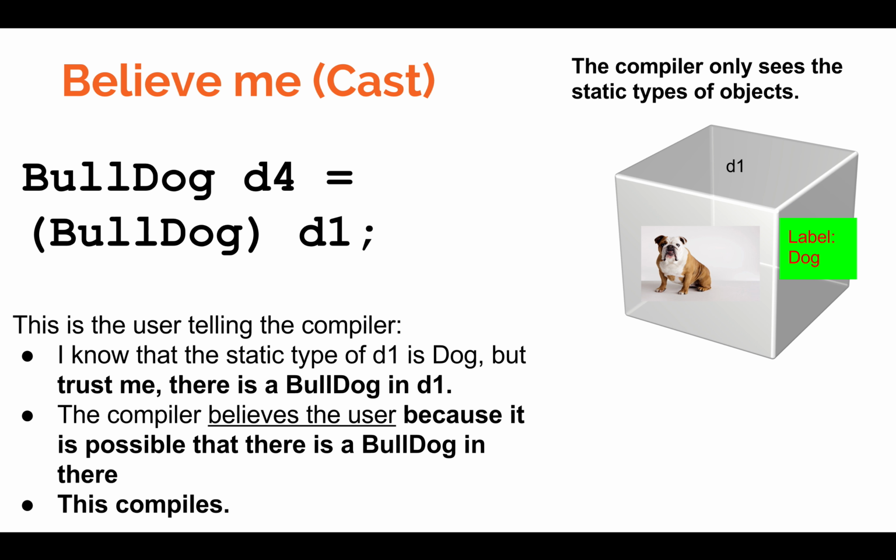Question. No, sorry, bulldog is a subclass of dog, right? So when you're casting, if this thing is a subclass of the static type of this thing, it's okay. Okay, can you see my mouse? If bulldog is a subclass of the static type of D1, which is dog, then it's okay. All right? Questions? Yes.